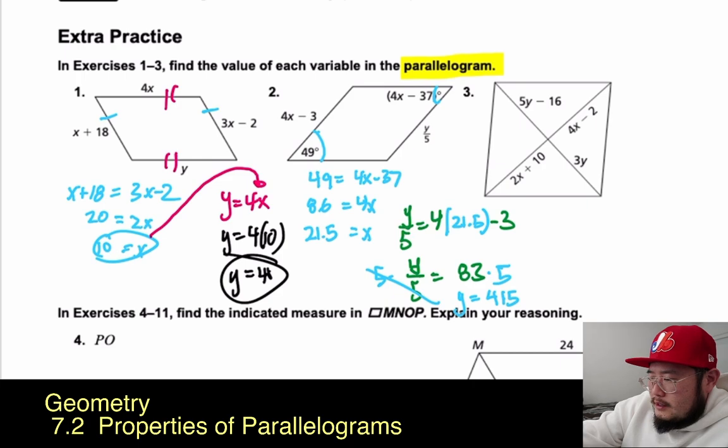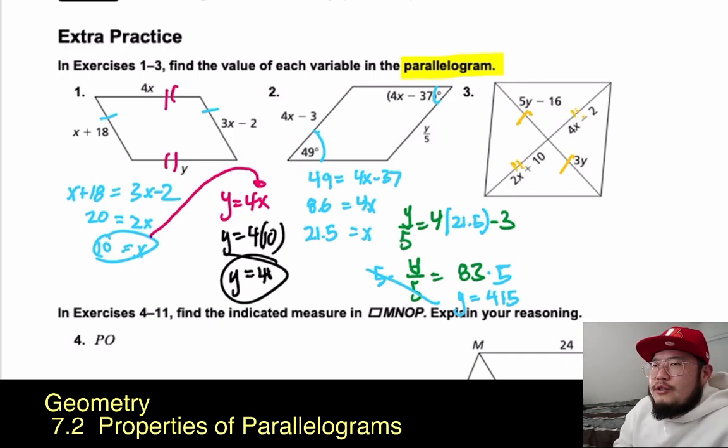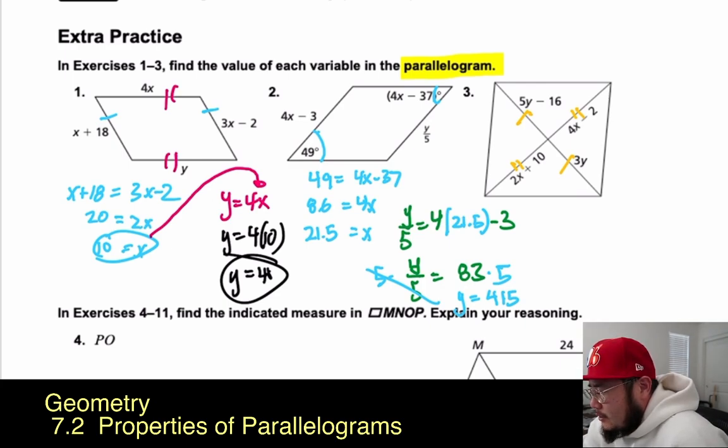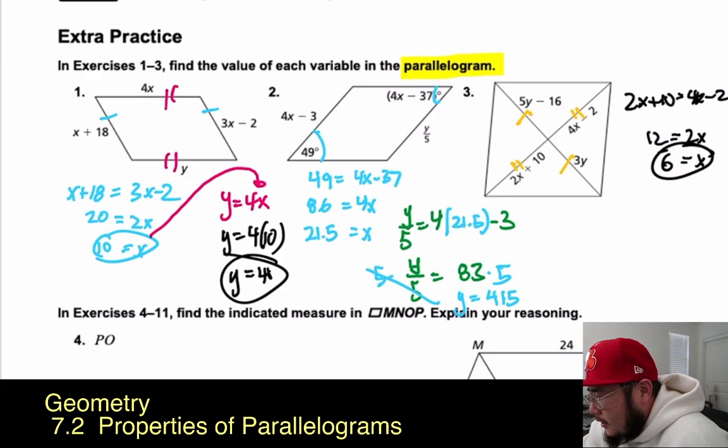For our last piece right here, when we take a look at number 3, this is a parallelogram. So what we know about parallelograms is that the diagonals bisect each other. And I went ahead and marked things up and showed which two segments are congruent to one another. So we can go ahead and solve now for x and y. For x, we got 2x plus 10 is equal to 4x minus 2. We have 2x is equal to 12, and x is equal to 6. We will repeat this process for y. And so I can go ahead and put 3y is equal to 5y minus 16.